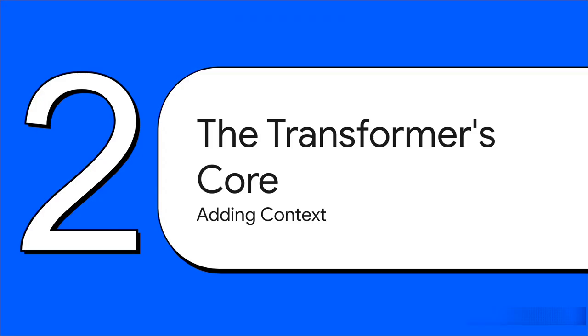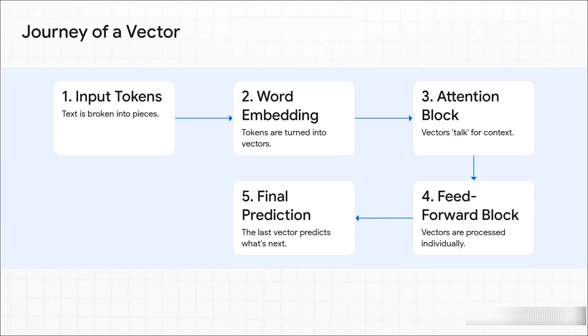Okay, so we've got our words turned into these meaningful numbers. But, a word's meaning can change completely depending on the context, right? So let's jump into the next part and see how the transformer, the T, actually handles all of that. So here's a quick roadmap of the journey. Our vectors, fresh from that embedding step, now start flowing through a series of processing blocks.